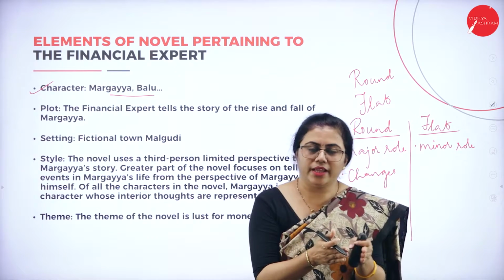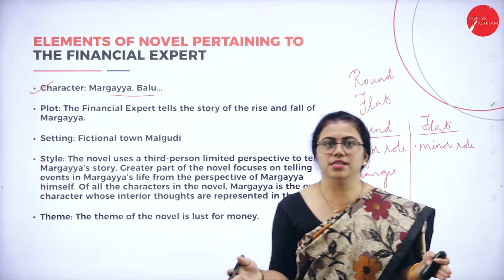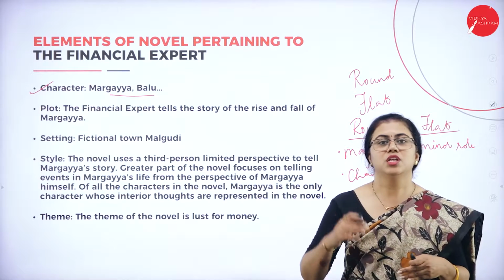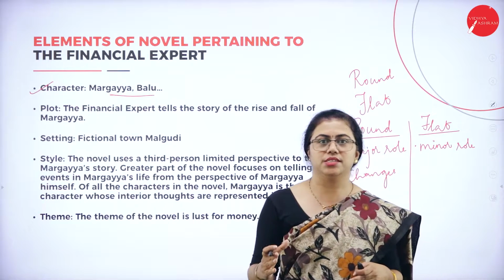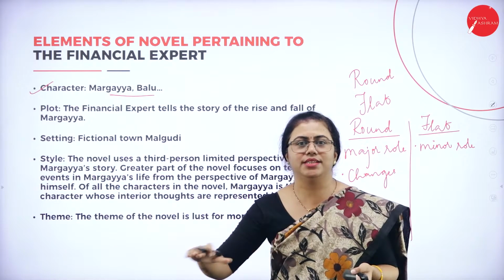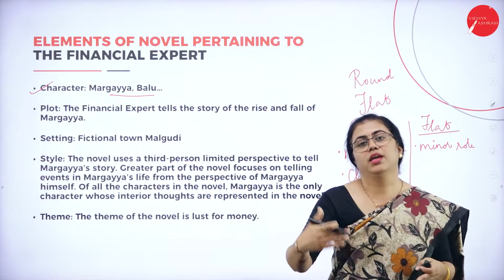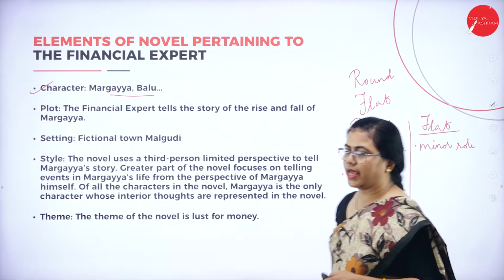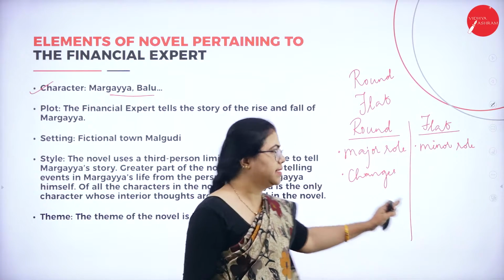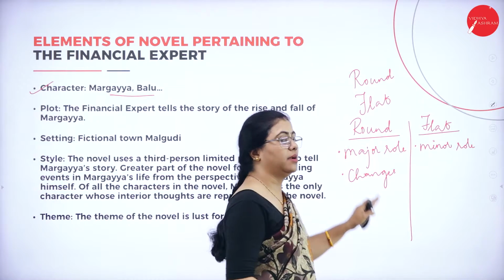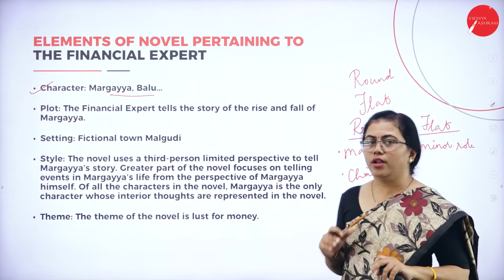When he is experiencing these changes, he undergoes a lot of mental changes also. His mindset changes and his relationship with society changes. There are so many changes that will happen, which we'll be learning about in the coming sessions. So we are talking about round and flat characters. Margaya, as I said, is a round character. He has a major role to play in the novel, and there are many changes undergone by him.